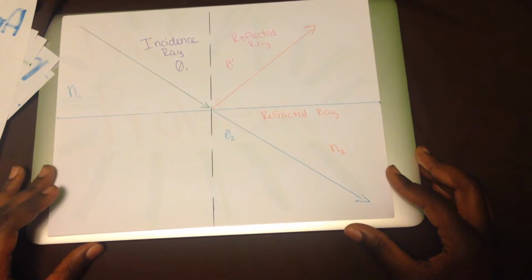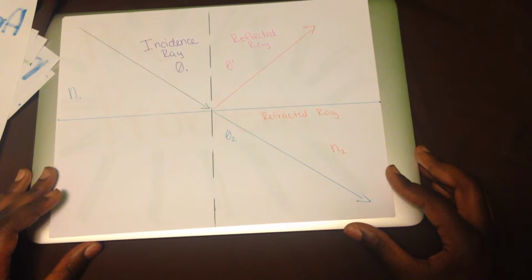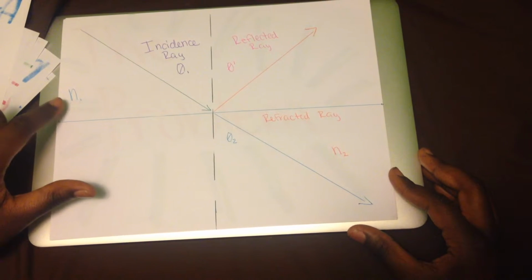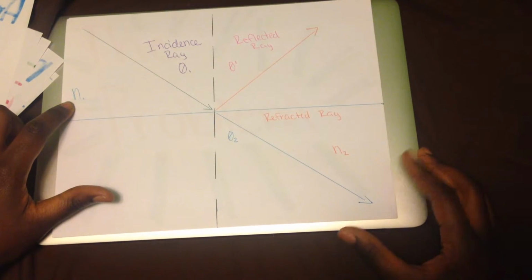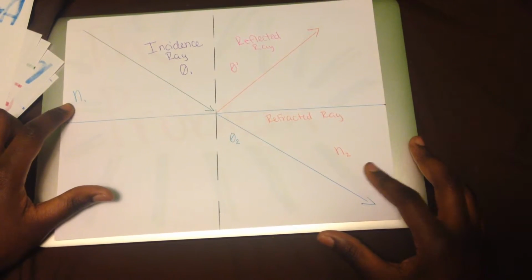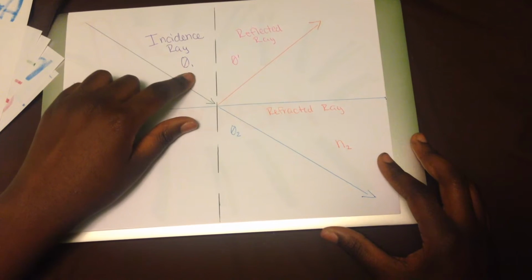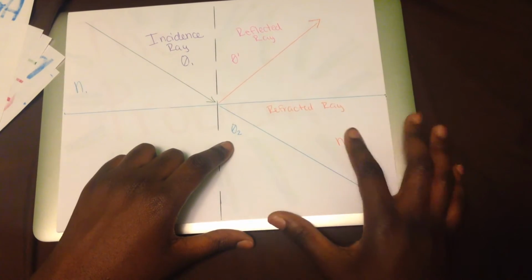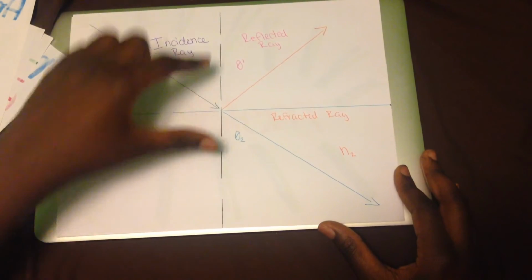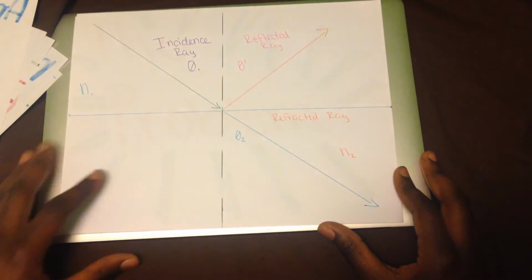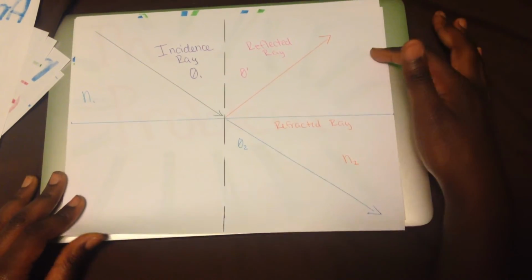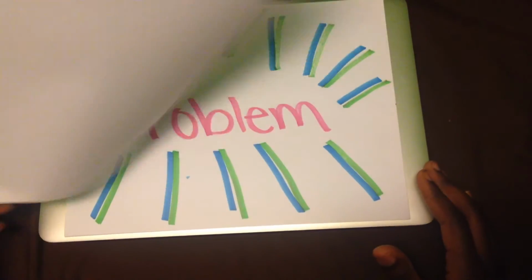Here is a diagram with the variables used in Snell's law. As you can see, here is the index of refraction for the first medium, and here's the index of refraction for the second medium. And here is our incidence ray with theta 1, and our refracted ray, theta 2. And here is a reflected ray with theta raised to the first power, but for our problem again, we're not going to be using it.